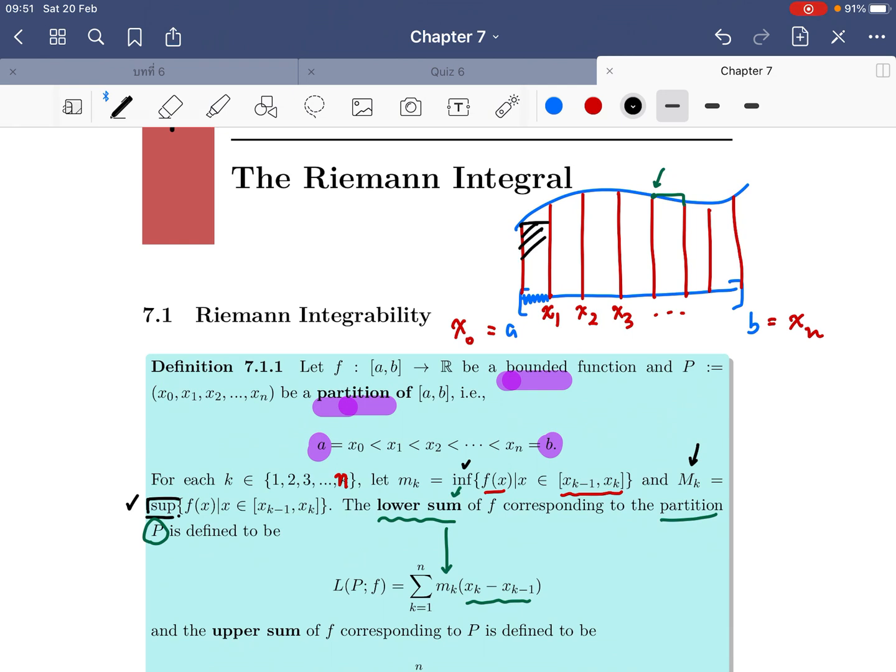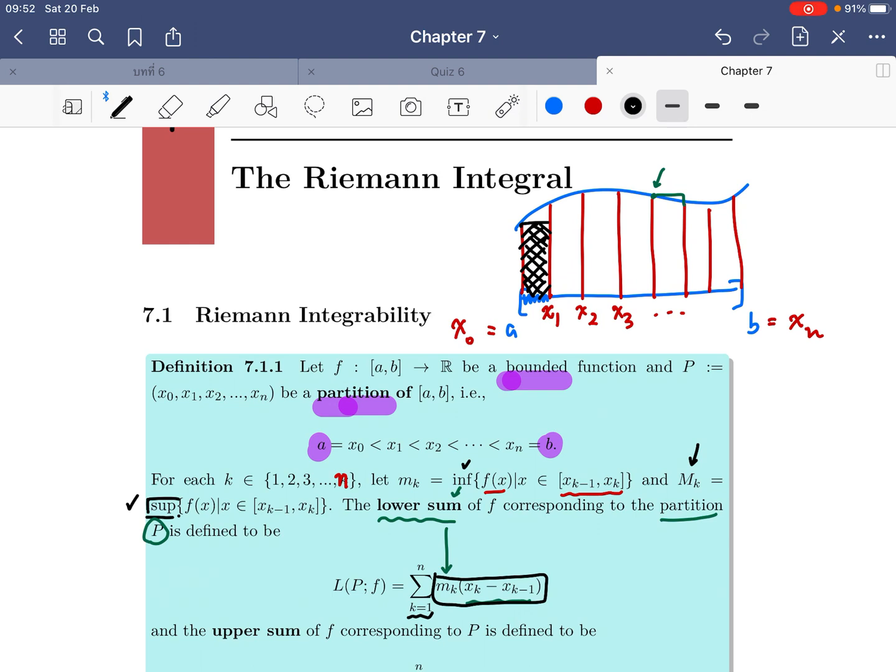So for example, each one of them, before you do the summation, will be the area of one strip over this closed interval, and then you collect all the areas of the strips together as you add them up from 1 to n.